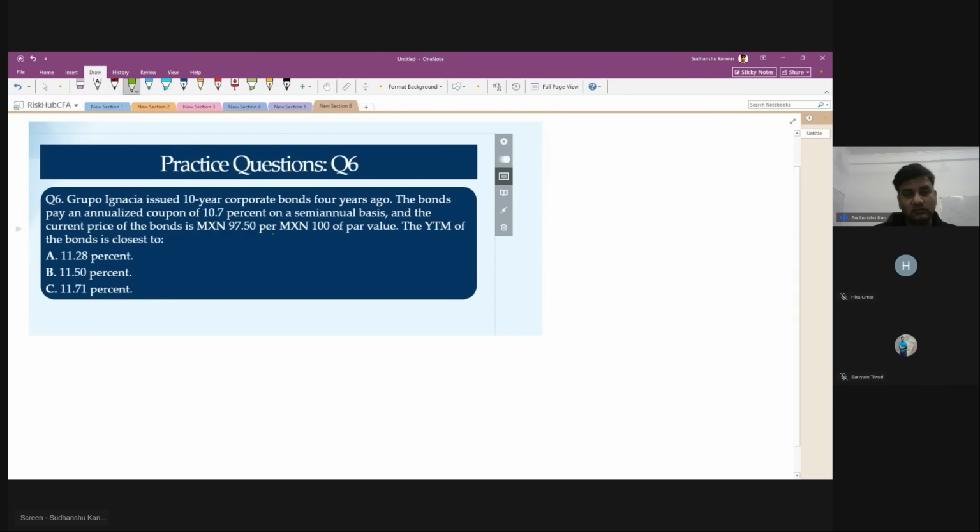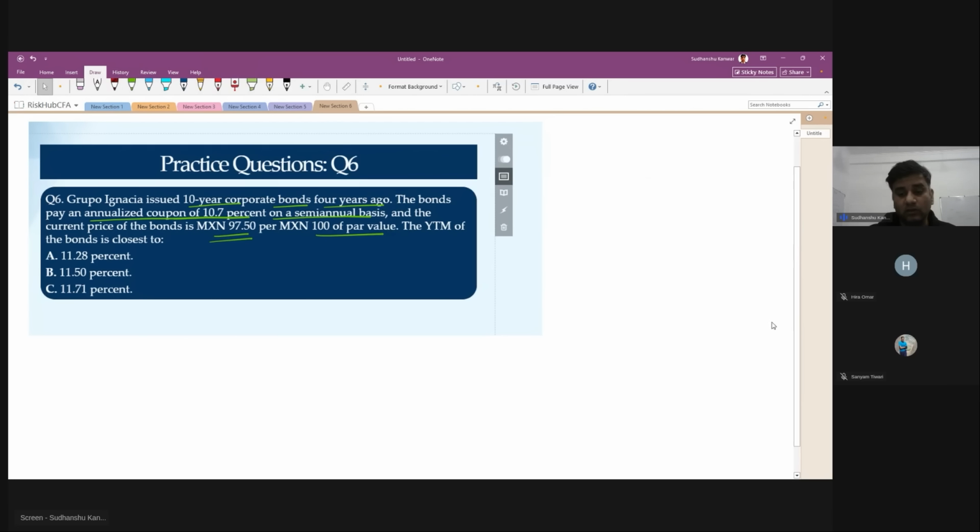So Grupo Ignacia, again another question. Grupo Ignacia issued a 10-year corporate bond 4 years ago. The bonds pay an annualized coupon of 10.7% on a semi-annual basis. Again, very similar to what we did yesterday, right? Semi-annual basis, and the current price of the bond is 97.50 per 100. The YTM of the bond, right?